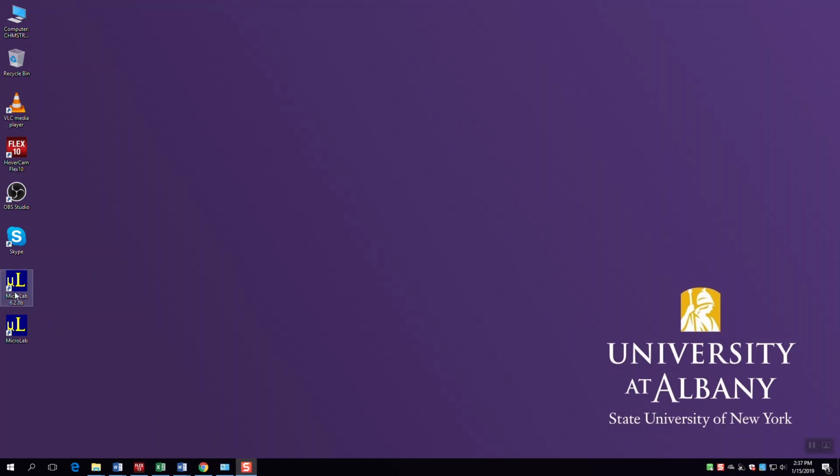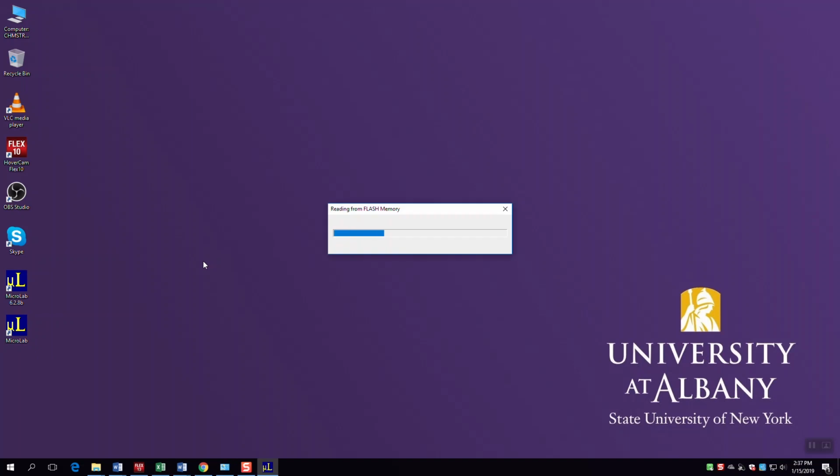So, in order to make your conductivity measurements, you're going to be using MicroLab. MicroLab is a software system that you'll be using throughout the semester in order to make a lot of different measurements, but for this experiment we're going to be using it on the conductivity side. So, in order to use MicroLab, somewhere in your desktop, which does not look like this desktop, you'll find a MicroLab shortcut. It might say just MicroLab, or it might have MicroLab with a version number. Either way, double-click on the shortcut, and MicroLab will open. You should see this blue bar with the heading Reading from Flash Memory appear.